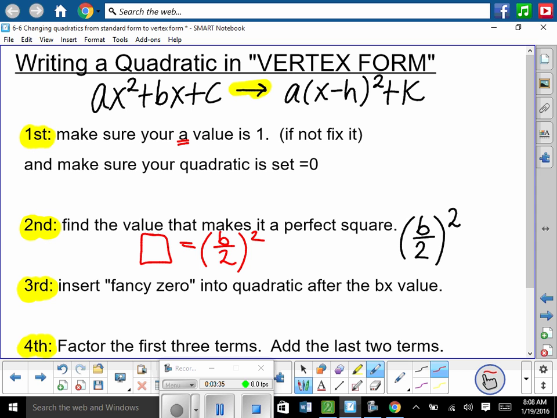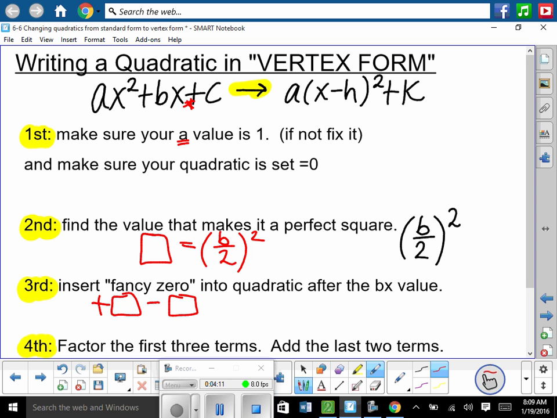And we're going to insert a fancy 0. So third step, once we found our square, we're going to insert our fancy 0 into our quadratic after the bx value. So we're going to insert that fancy square after bx. And what I mean by fancy 0 is we're going to add our square. But if we add our square, we've got to subtract our square, because we can't just magically change the quadratic. And if you add the square, you've changed it. But if you add a square then subtract a square, isn't that just 0? So it's just inserting a fancy 0. And you're like, well then what's going to happen here? And I'm going to show you.